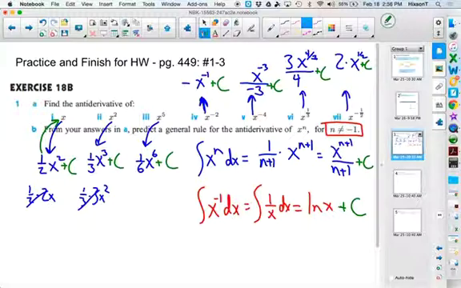So that's actually our first two rules for integrals. X to a power, you add 1 to the power and divide by the new power. If you have 1 over x, the integral is ln of x. So those are our first two rules.